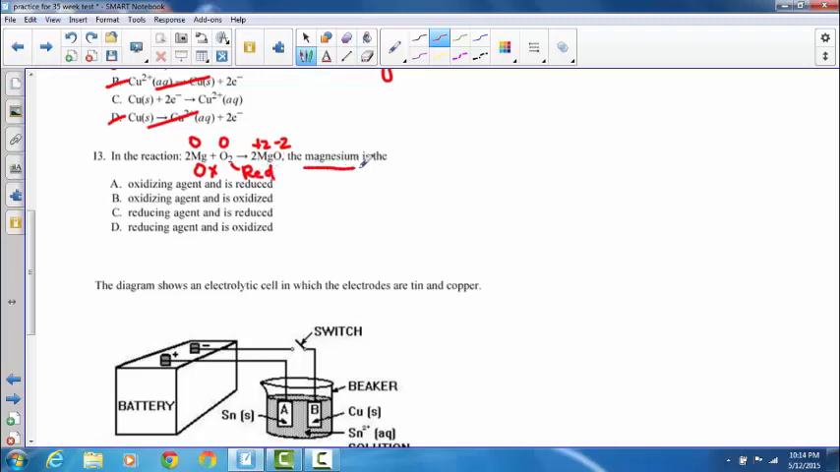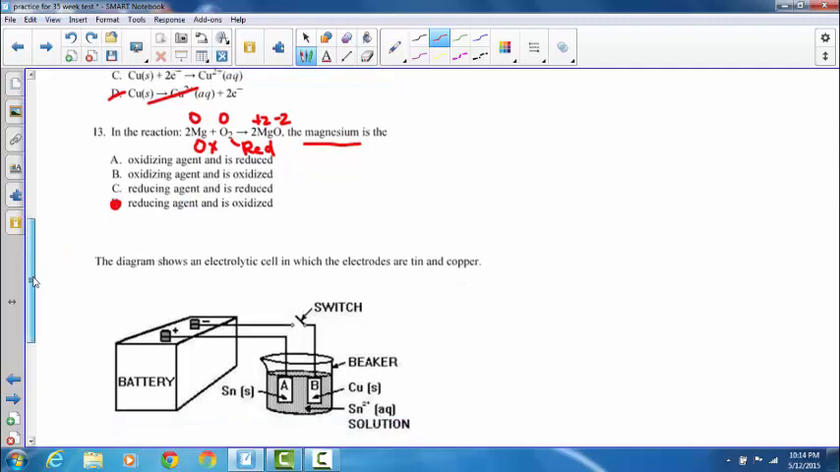So it's asking me about the magnesium. So the magnesium is my reducing agent, meaning it caused reduction, and it was oxidized itself. So there it is, reducing agent, and it is oxidized.